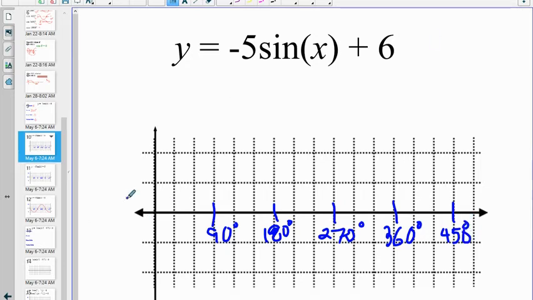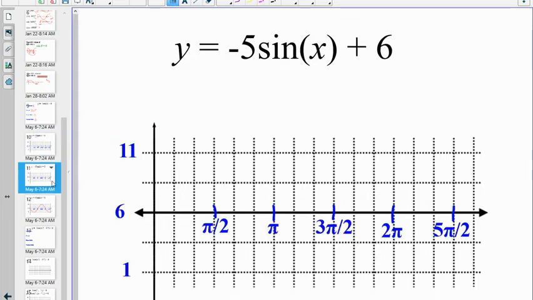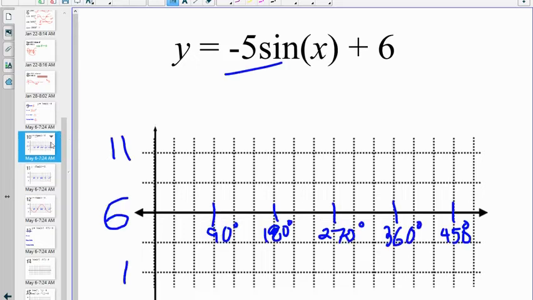And then our midline has moved up by 6, so the middle of the graph lies at y equals 6 instead of y equals 0. And then my amplitude says we'll go up 5 from that and down 5 from that to get those values. Shoot, I did this in radians. That's okay, I'll keep it with this one. And then figuring out what the graph looks like.